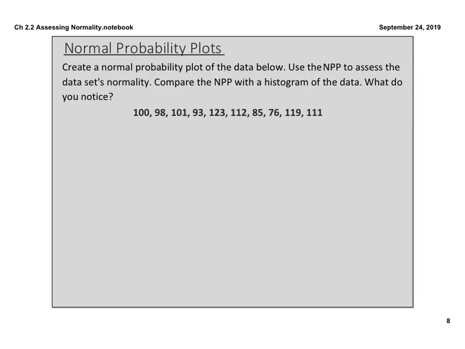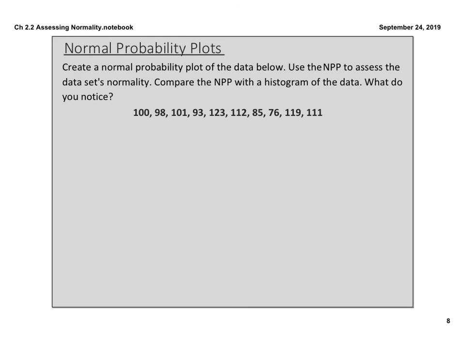Okay, so let's go ahead and calculate a normal probability plot. So the first thing that I'm going to do is I'm going to go into my stat editor, stat edit, and I'm going to clear out list 1. If you don't remember how to clear out your list, you want to arrow up to where L1 is highlighted, hit the clear button, and then arrow back down. And then you're going to type in your data. So I'm going to type in 100, 98, 101, 93, 123, 112, 85, 76, 119, and 111. So there's 10 data values there.